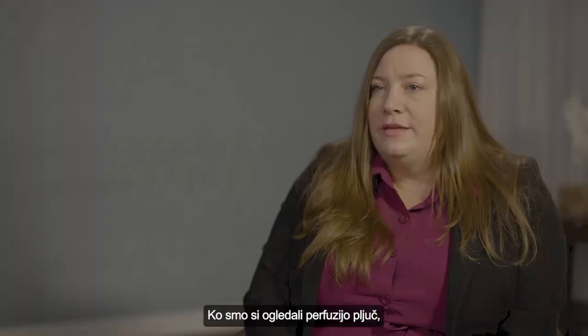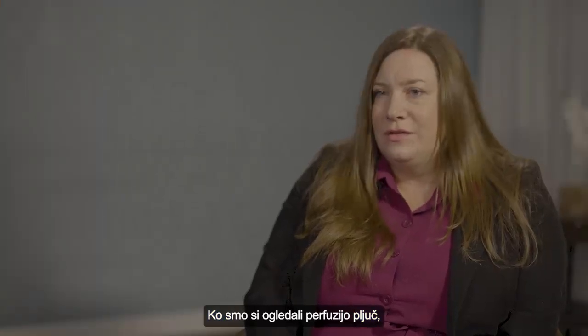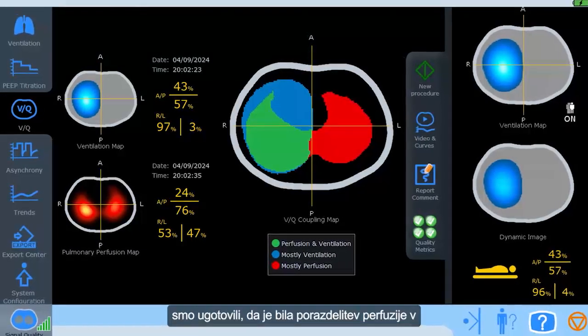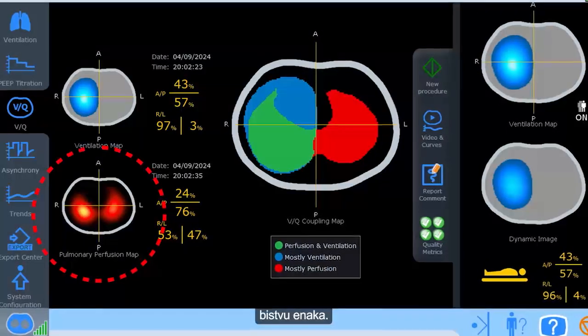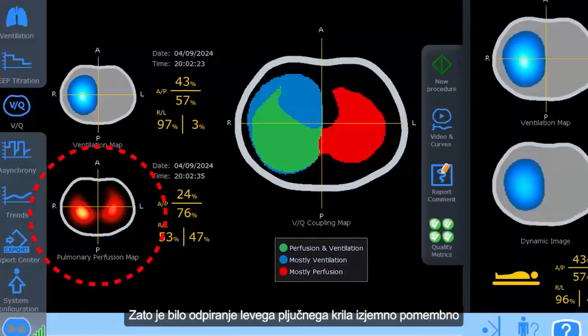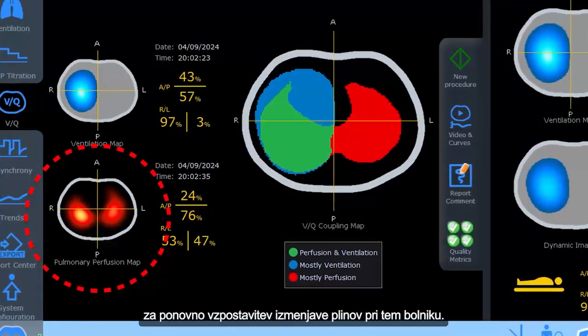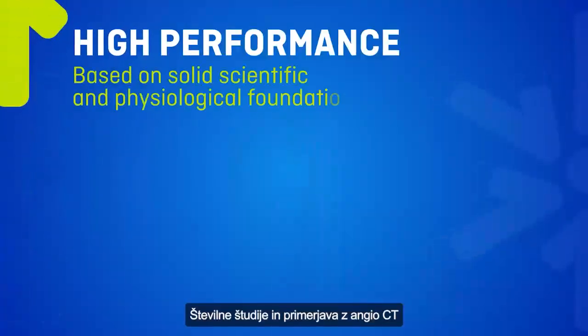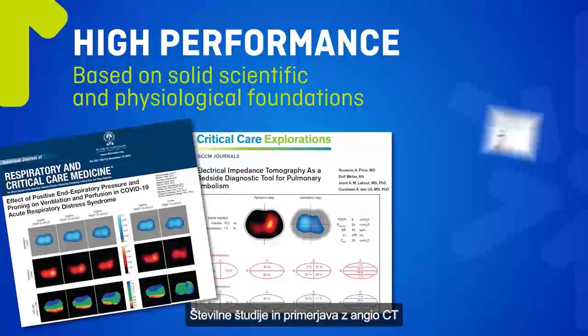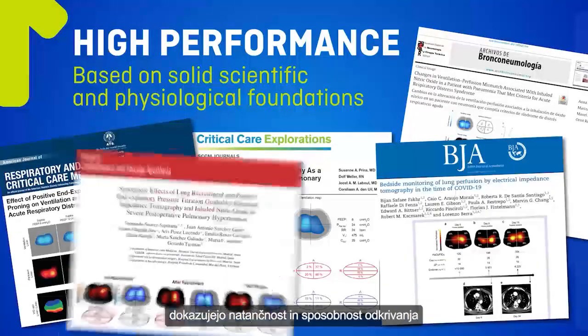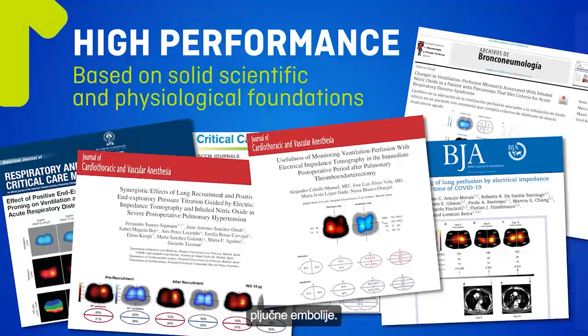As we looked at the perfusion of the lungs, we were able to see that the perfusion distribution was essentially equal. So opening the left lung was incredibly important to restore the gas exchange for that patient. Several studies and comparison with angio-CT demonstrate the accuracy and capability to detect pulmonary embolism.